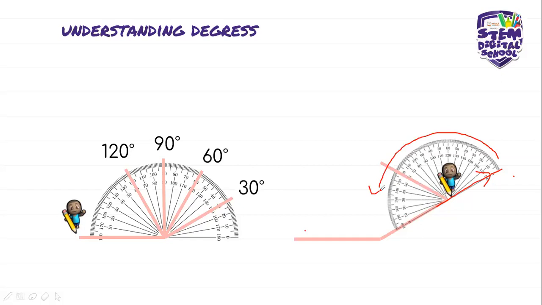And if I tell my artist to turn by 120 degrees, then we can see we'll go all the way to 120, and my artist then will turn left by 120 degrees. Okay, I hope you guys are understanding this so far. But now we have to remember as well, this is a very important point as well.